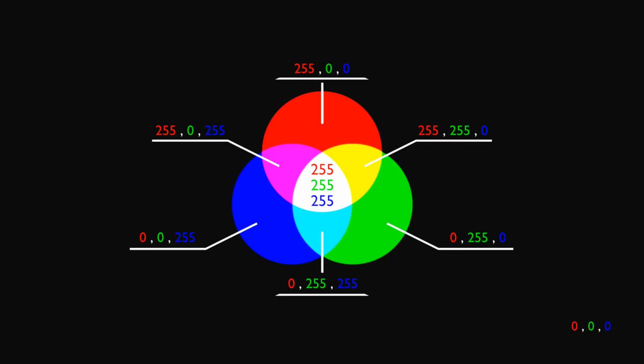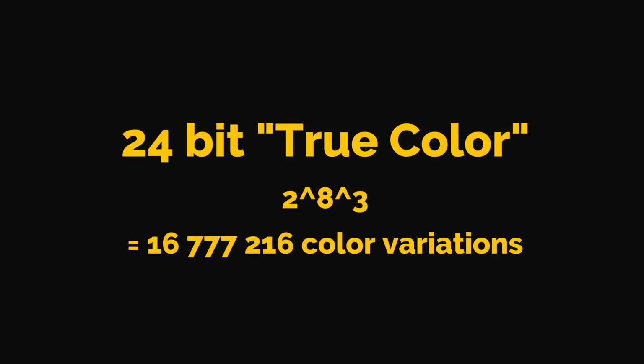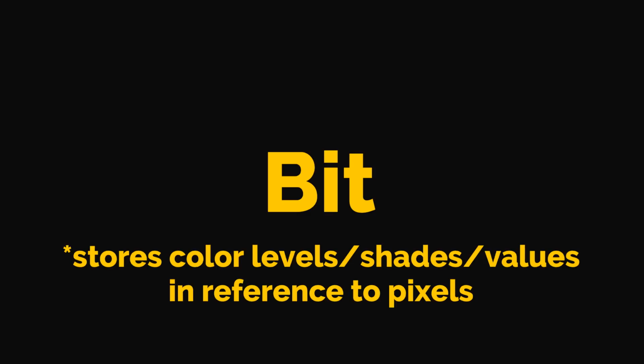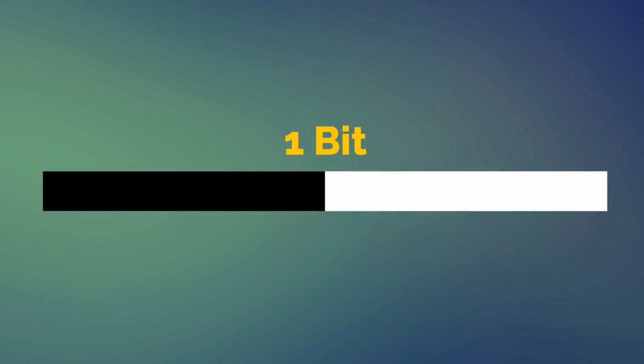Each of these separate RGB channels on a standard screen can display 255 shades of the elementary color, plus white. This is what we call a 24-bit true color screen. A bit is a dimension used in computer mathematics. In relation to pixels, we define the amount of shades of color or its value stored in a pixel by bit. A 1-bit or monochrome pixel can store black and white.